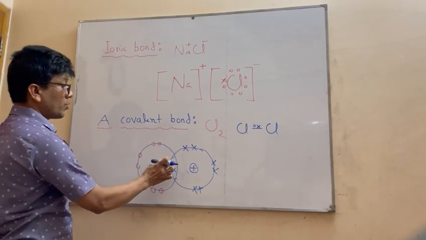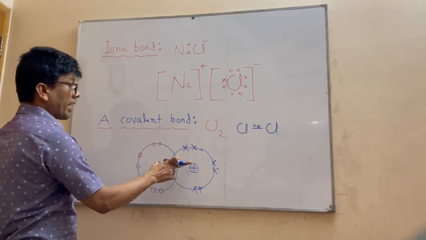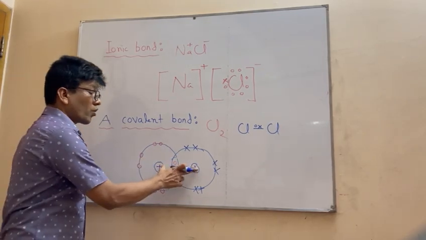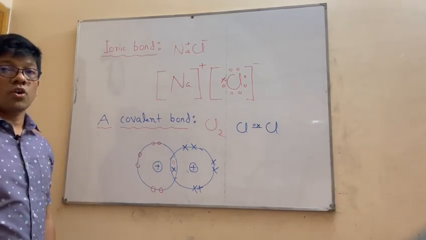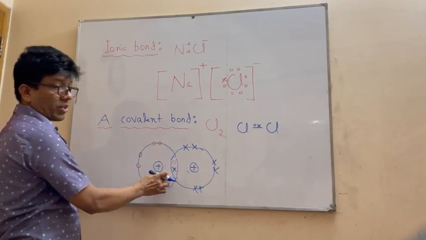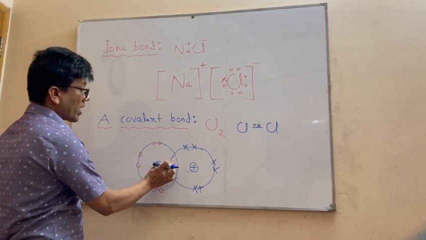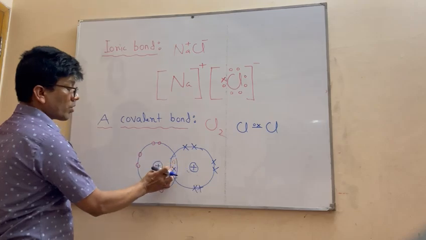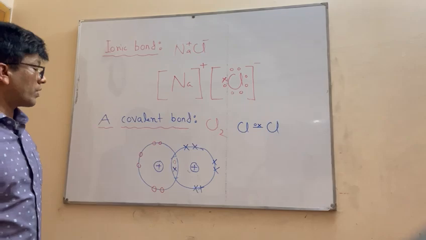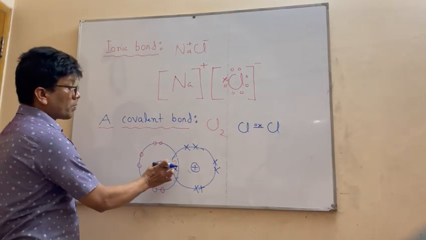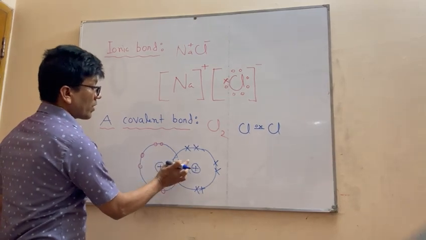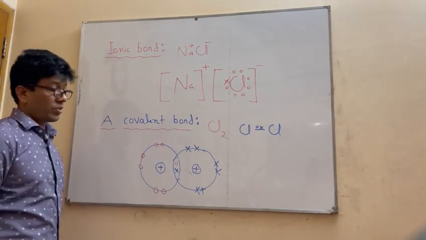The attraction between shared pair of electrons and nuclei of 2 atoms, nuclei of 2 non-metals, is called covalent bond, and it is formed, you see, by the sharing of electrons. This chlorine gives 1 dot electron, this chlorine gives 1 cross electron. This is formed by the sharing of electrons, and you know, each atom gives 1 electron to the bond. This chlorine gives 1 electron and this chlorine gives 1 electron.